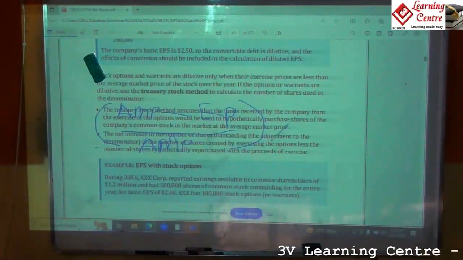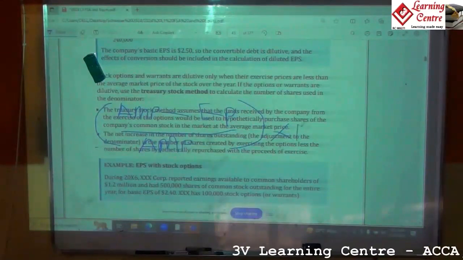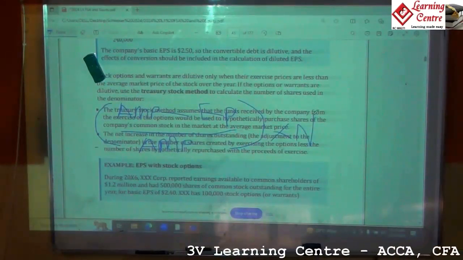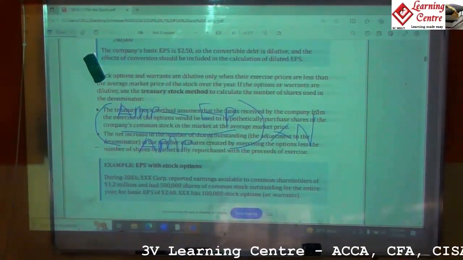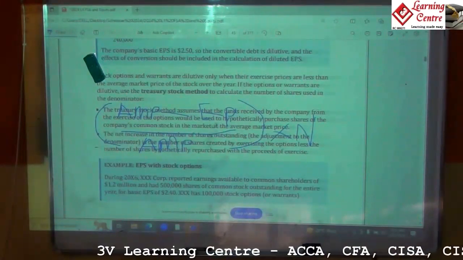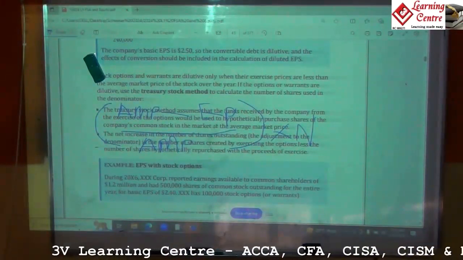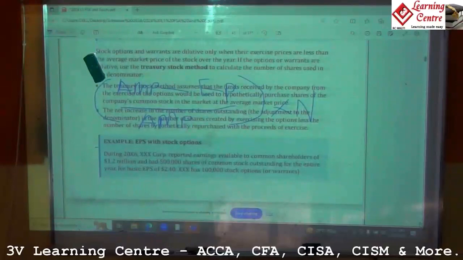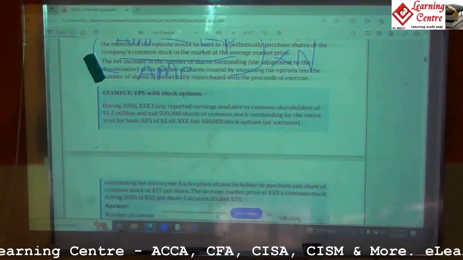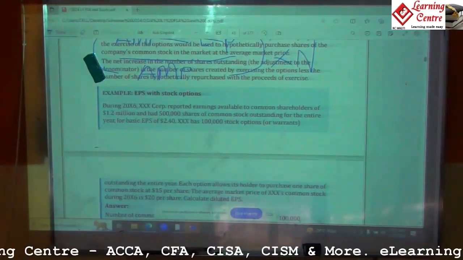Times 10, which is the number of shares. Average market price minus exercise price, divided by average market price, times 10. So let's go. How does it work? Look at this option.